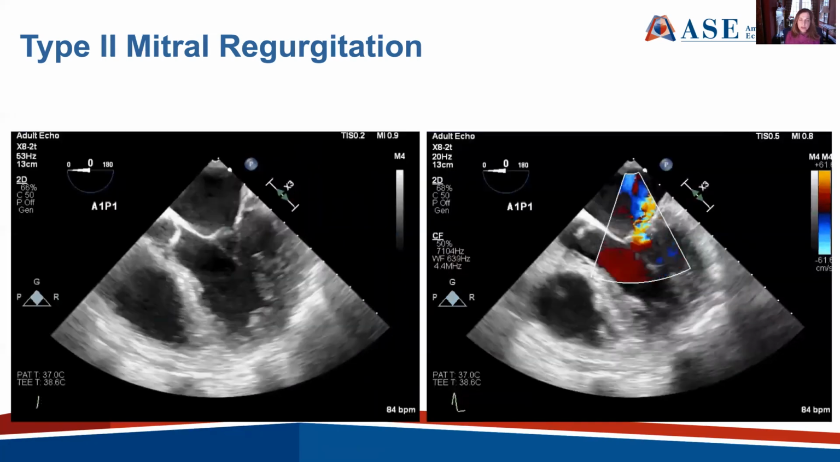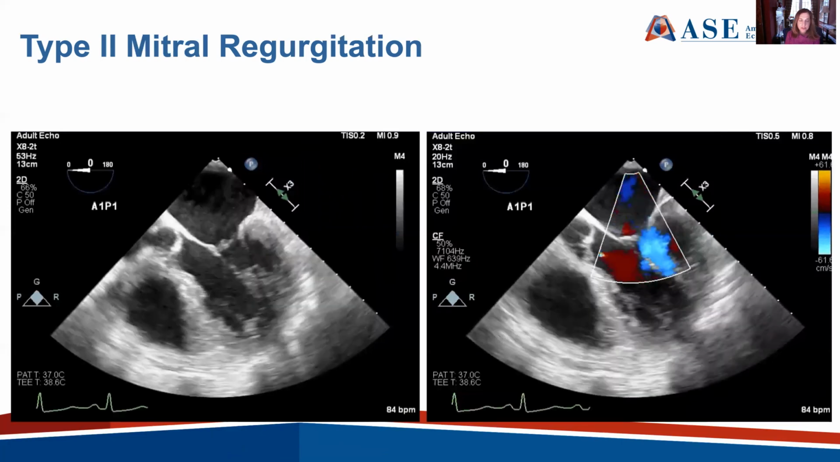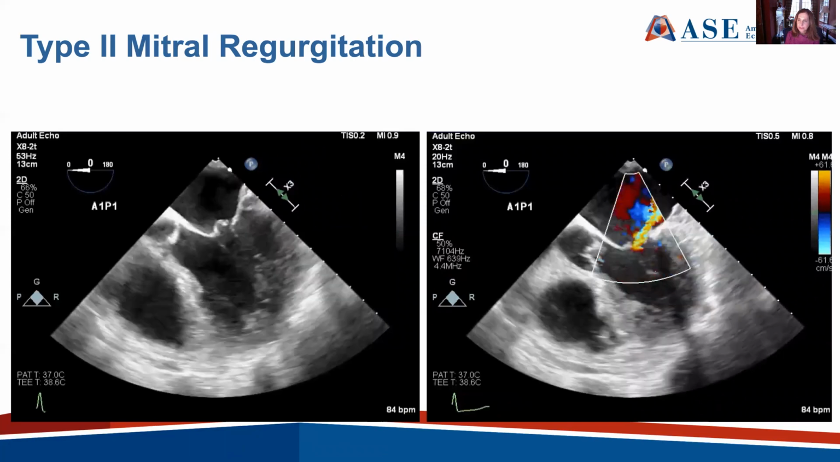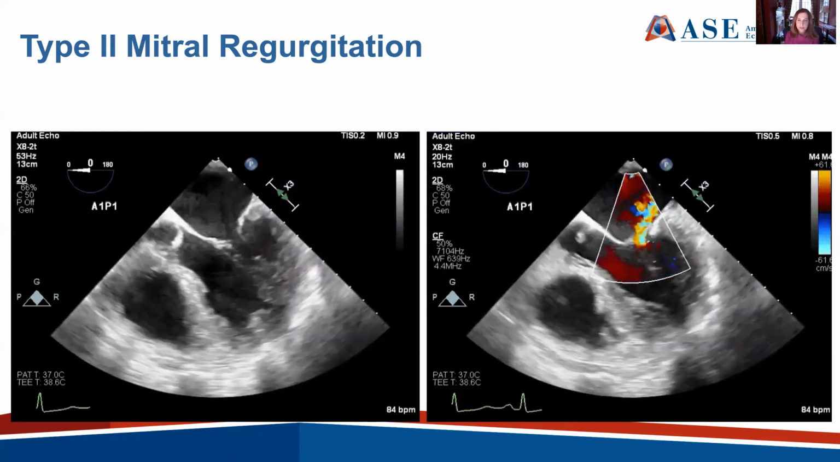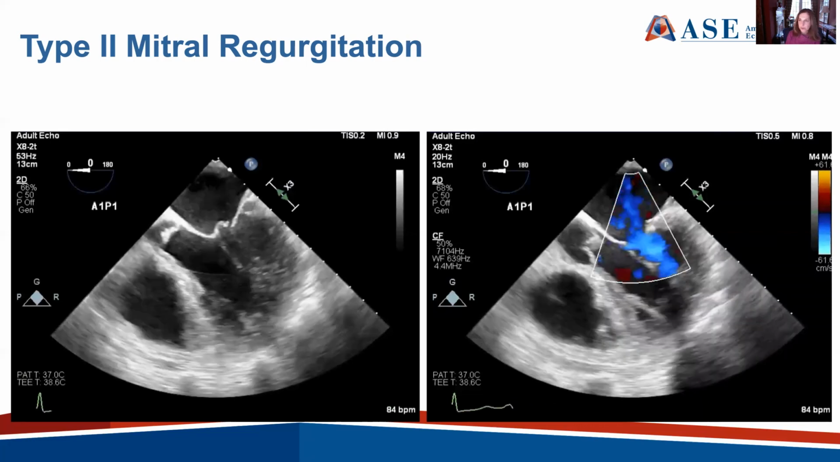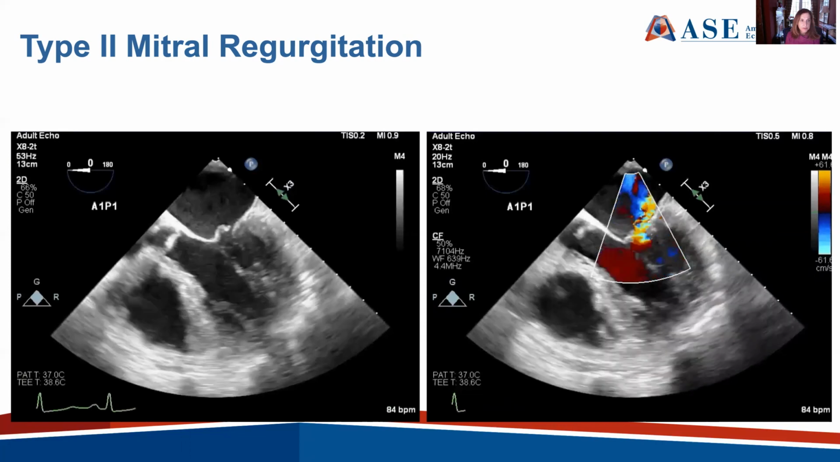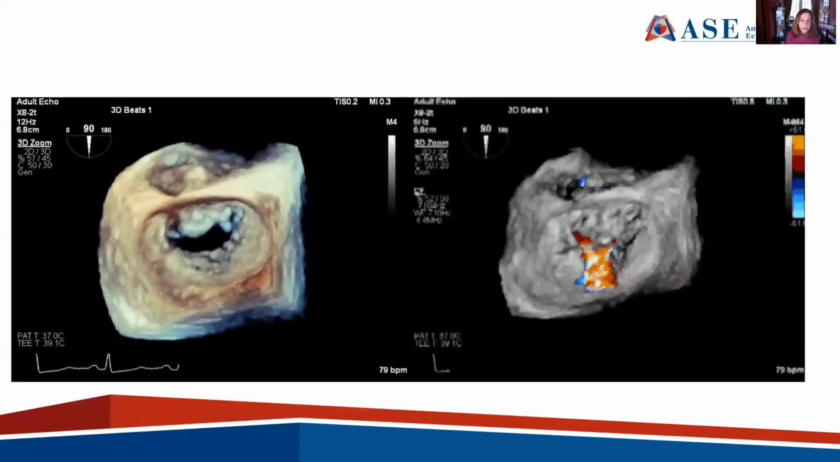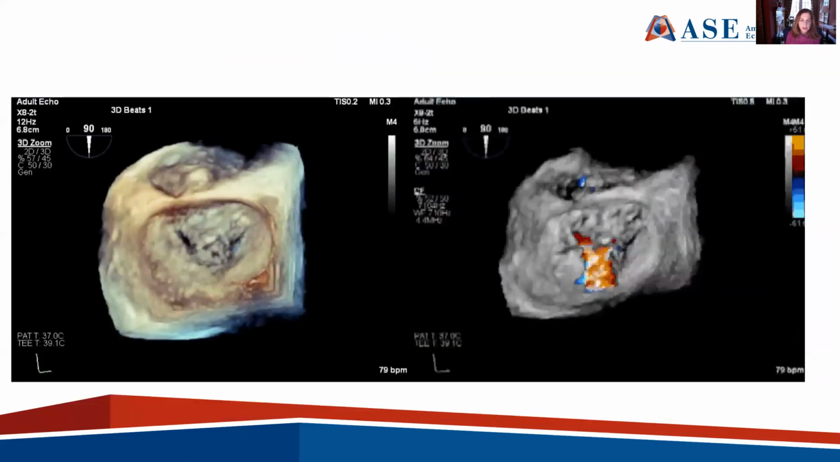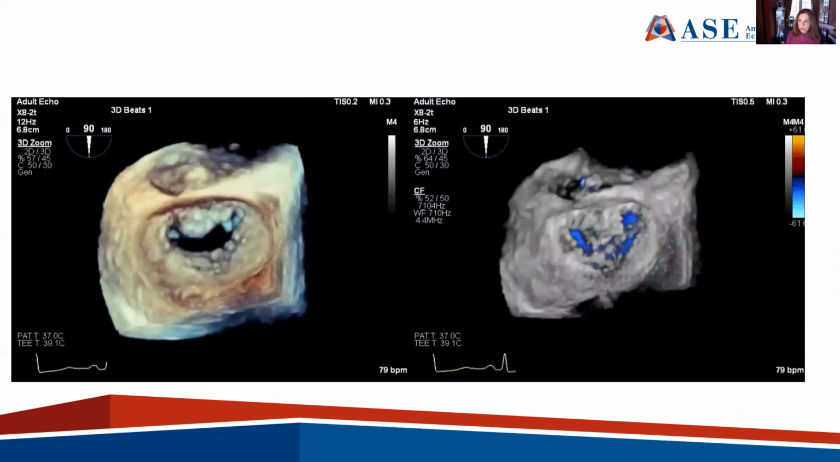Type 2 mitral regurgitation is myxomatous disease, as shown here. This is an individual with a flail anterior leaflet with associated significant mitral regurgitation, and this patient was referred for surgical correction because of symptoms. And here are the 3D images demonstrating the flail A2 scallop with the ruptured cord and associated mitral regurgitation.